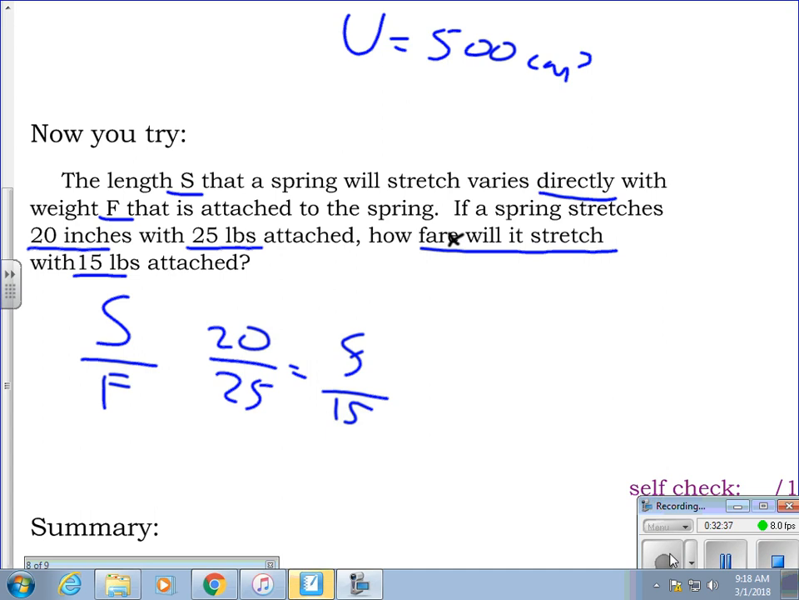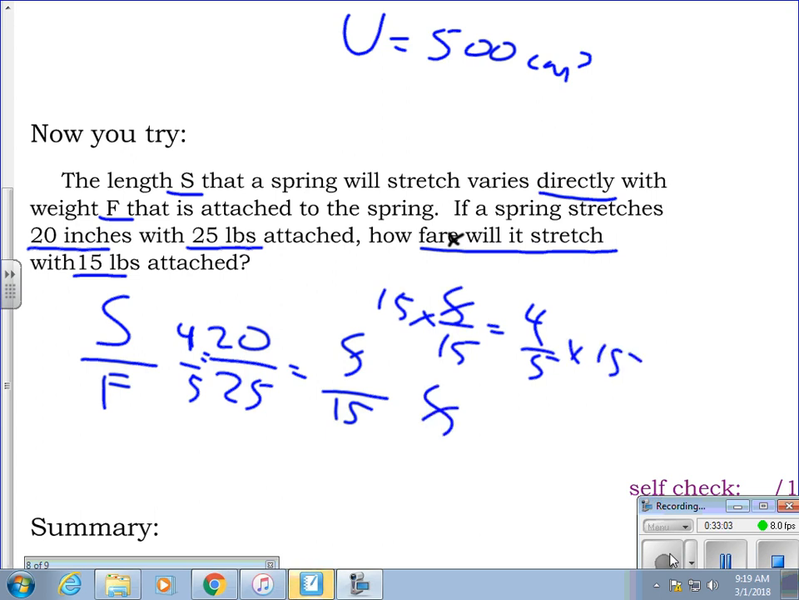20 over 25 reduces to 1/5, right? Multiply by both sides by 15. Sorry, not 1/5, 4/5, my bad. 4/5. So I have S over 15 equals 4 over 5. Multiply both sides by 15. S equals 12. It'll stretch 12 inches.